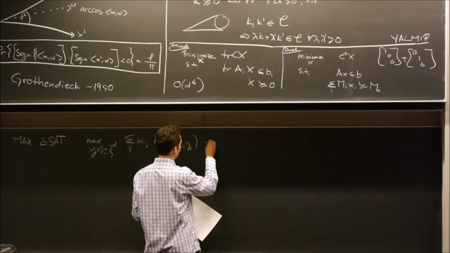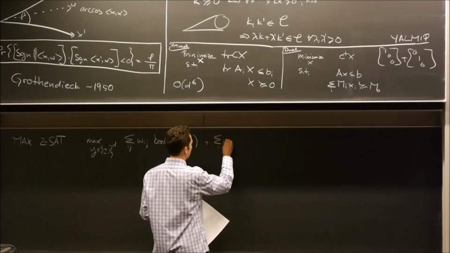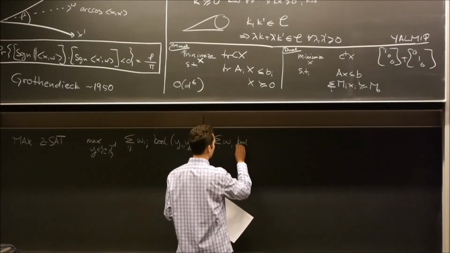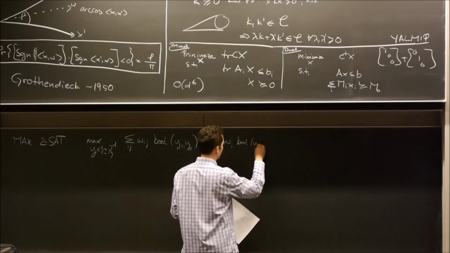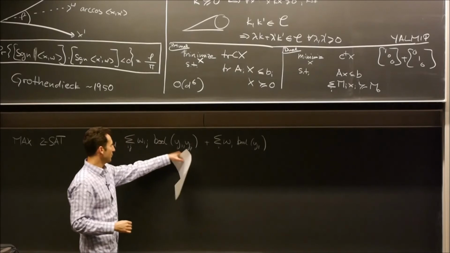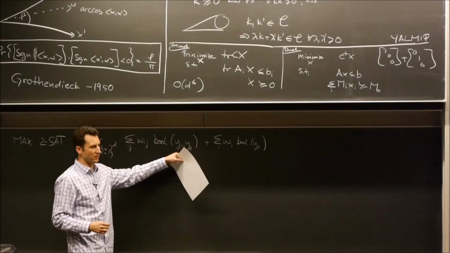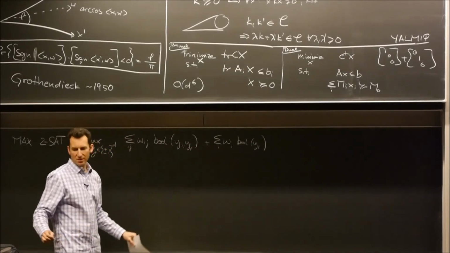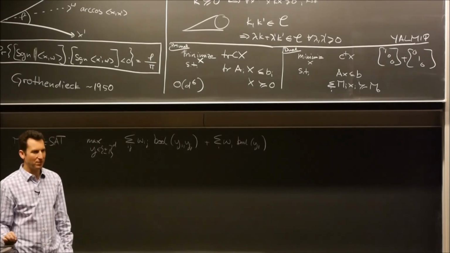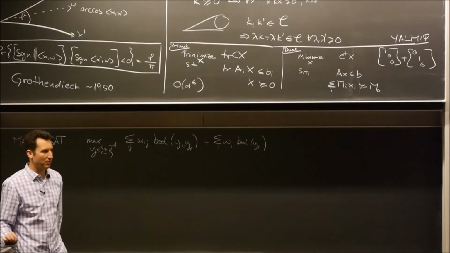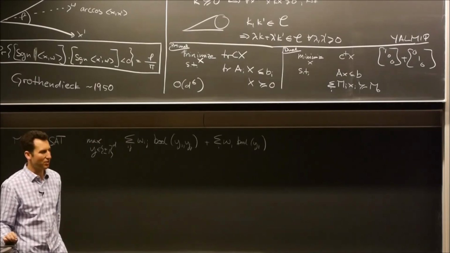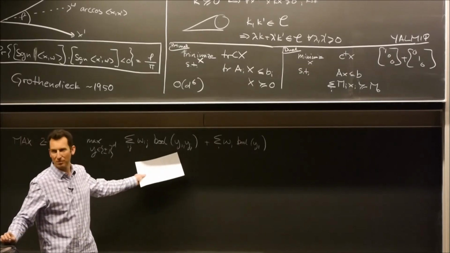And then you also have some additional terms that depend only on, let's say, the yi's. And you want to find the largest value of this. This is not such a completely outlandish problem. So for instance, if you have a planar Markov random field, a binary Markov random field, and you want to, for instance, do image segmentation, you get exactly that problem.